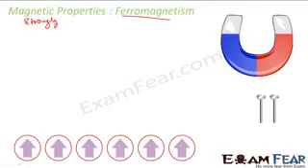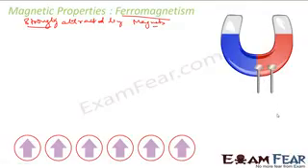So earlier, paramagnetic and diamagnetic substances were weakly attracted. This is strongly attracted by a magnet. If you take any iron object near the magnet, you will see it will be attracted. This iron nail is attracted by this magnet, and these are called ferromagnetic substances. The word ferro actually came from iron, because iron is a very strong ferromagnetic substance.